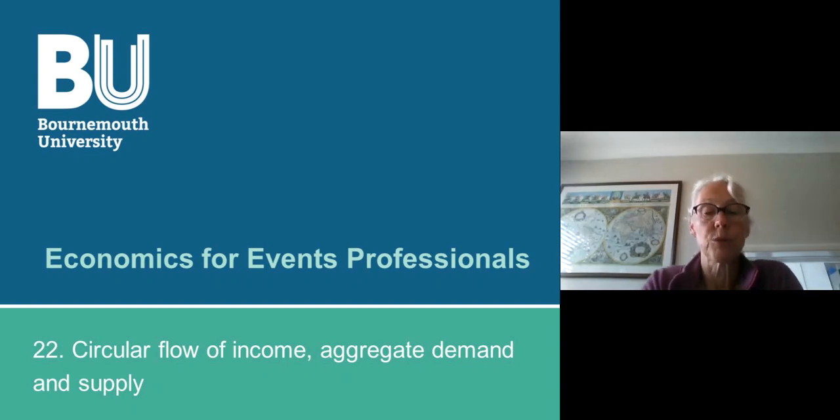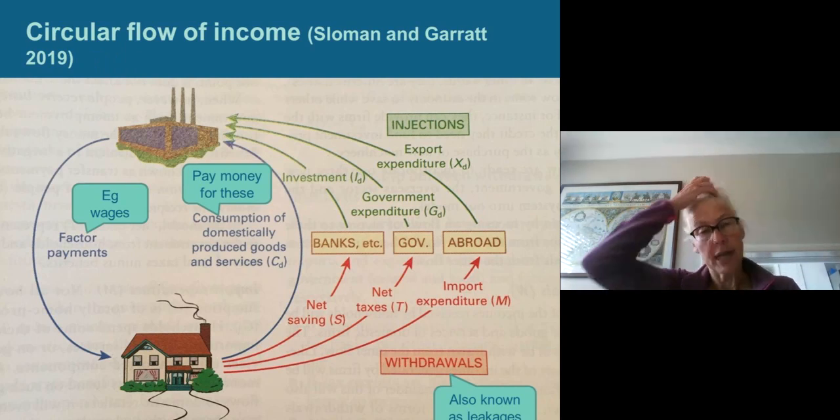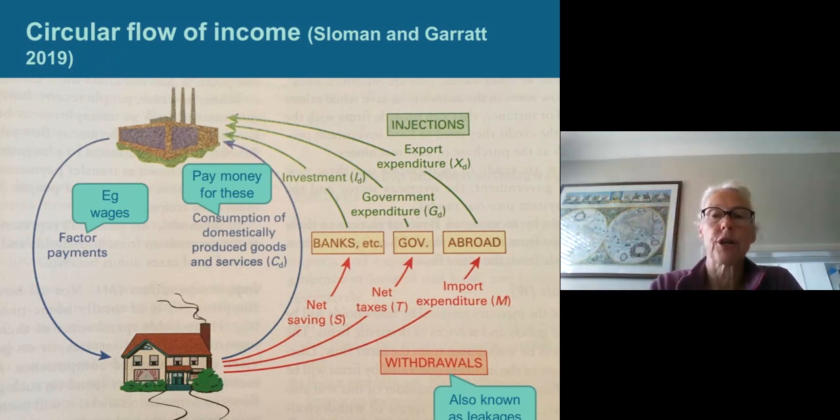Hello, in this presentation we're going to look at the circular flow of income, and as you can see this is related to aggregate demand and supply. So what I've done here is I've taken what I think is a nice diagram from Sloman and Garrett of this to try to explain this circular flow of income.